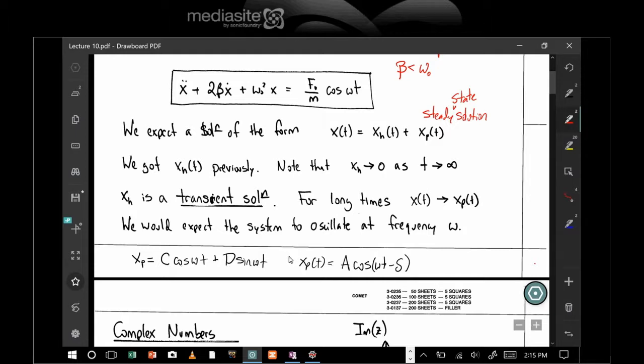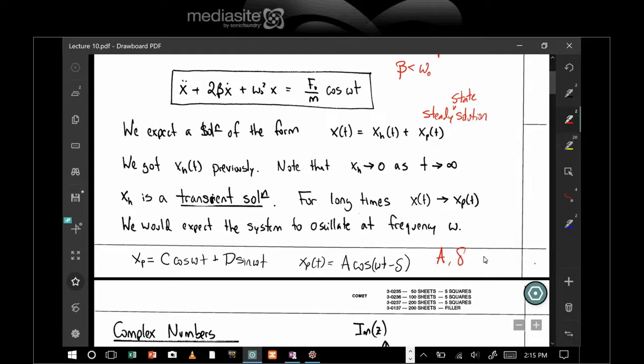Now another way of writing that is basically saying my particular solution is going to look like A cosine of omega t minus some phase. Notice that depending on the phase, this is a cosine or a sine, but it does oscillate with omega. So in the end, after the transient dies out, I expect the steady state solution to look like this. So the problem comes down to just solving for A and delta. That's it. That's how we're going to solve this differential equation.